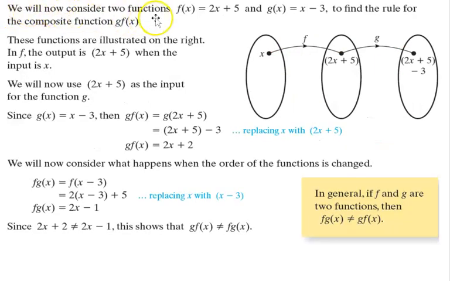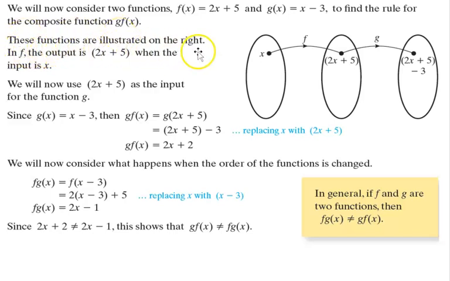We will now consider two functions, f of x equals 2x plus 5 and g of x equals x minus 3, to find the rule for the composite function g after f of x. So notice that the g and the f are stuck together. It doesn't mean that they're multiplied. It means g after f of x. So we find the function f of x and we substitute it into the function g.